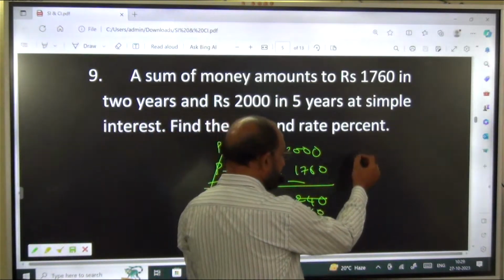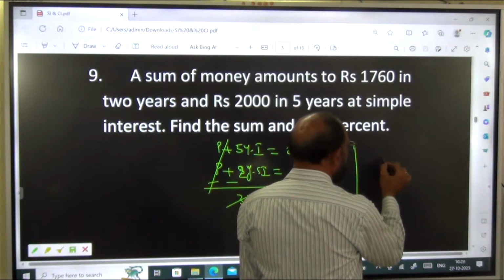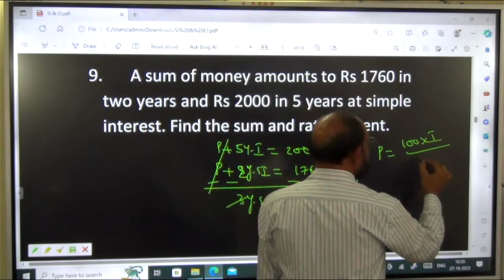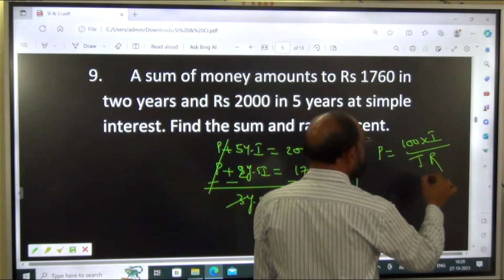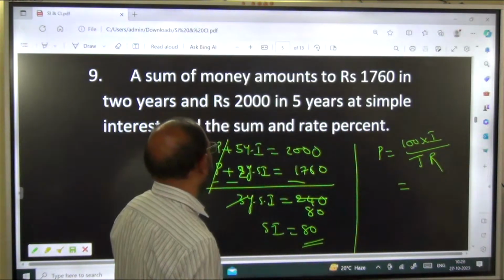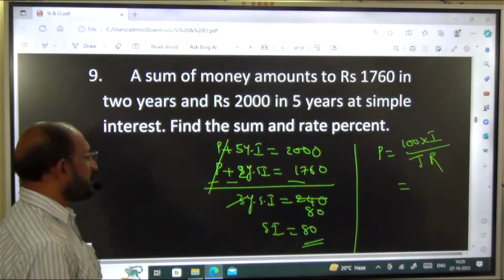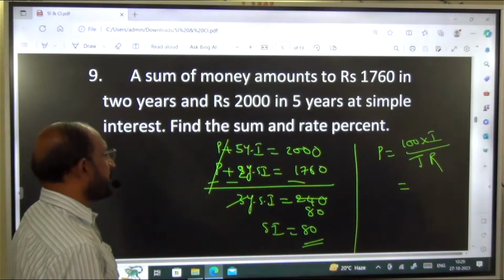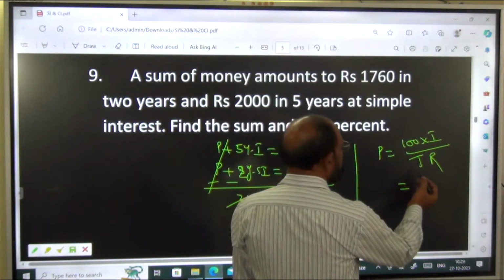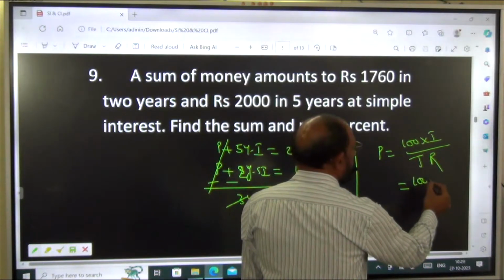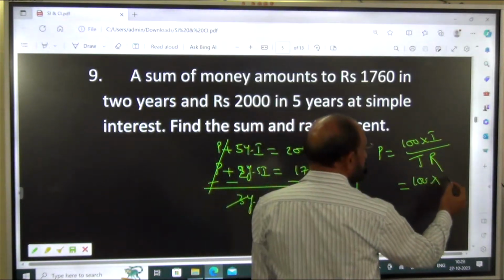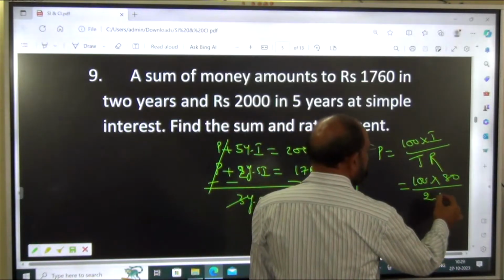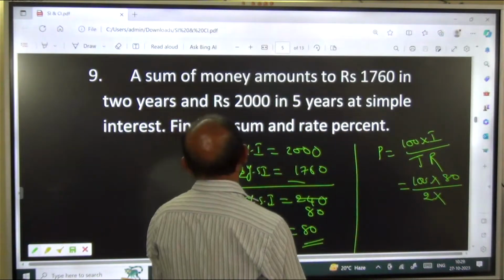Then we want the principal, which is equal to 100 into I by TR. Rate percent we have to find out now. Principal we know that. We don't know. 100 means what is that? I means 80 rupees by time 2 years and rate of interest we don't know, na?